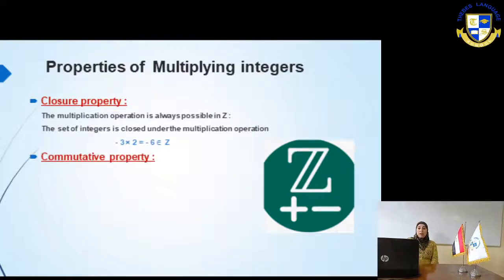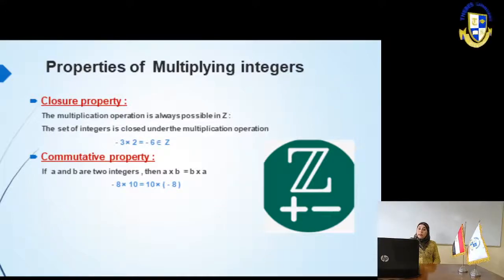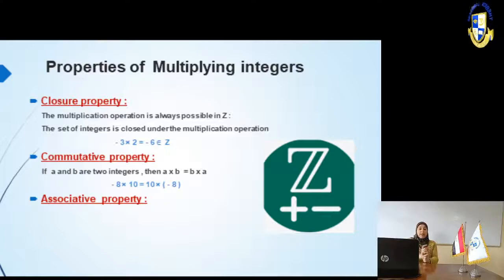Another property, the commutative property. Here, what is the meaning of the commutative property? We said before, if I switch the place of the numbers, the answer will not change. For example, negative 8 multiplied by 10 equals what? Equals negative 80. And 10 multiplied by negative 8 equals what? Equals negative 80. So, if I switch the place of the integers, the answer will stay as it is. So, here I have the commutative property.